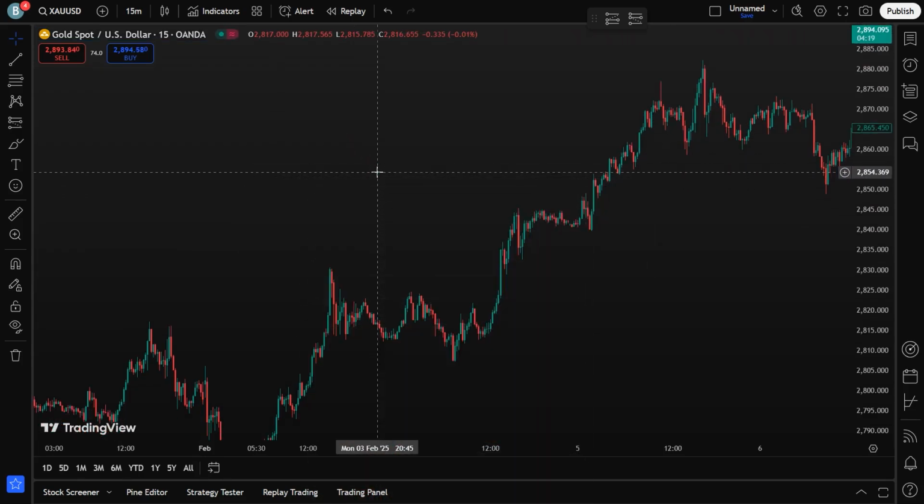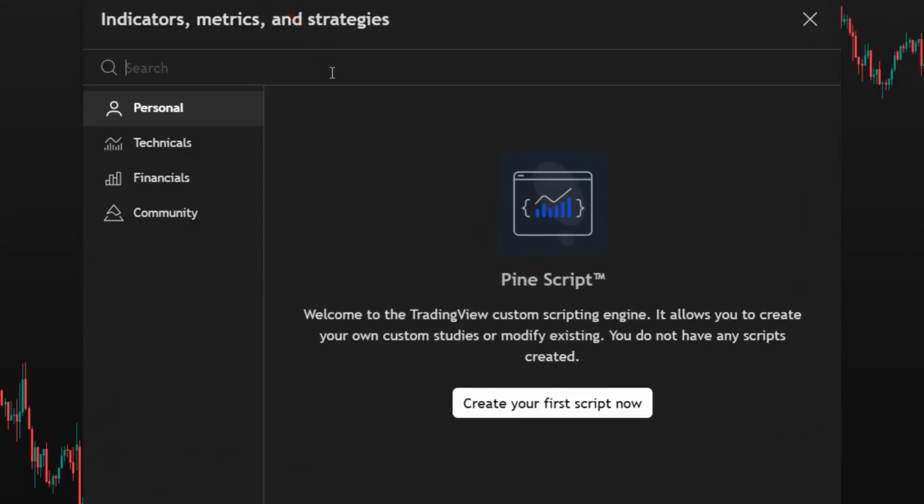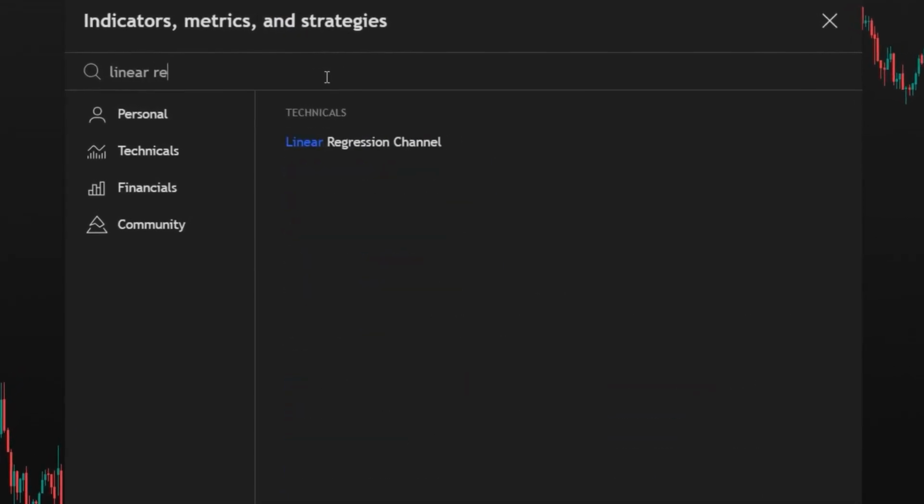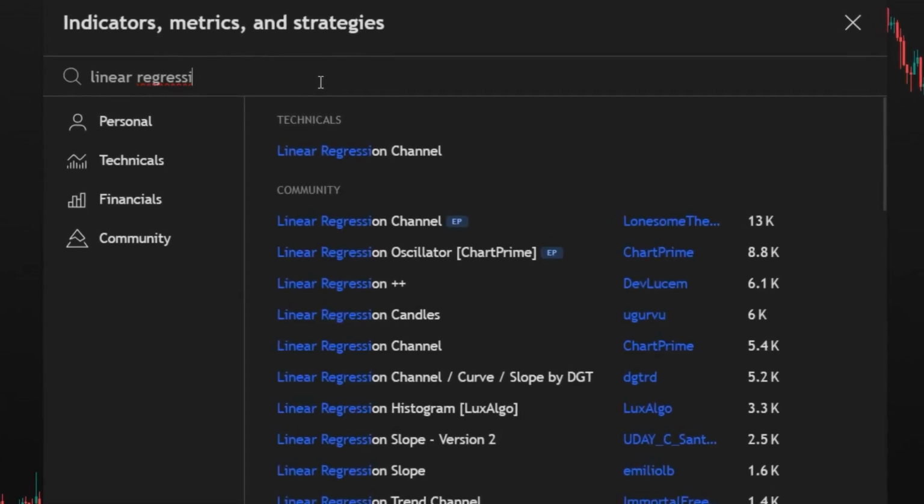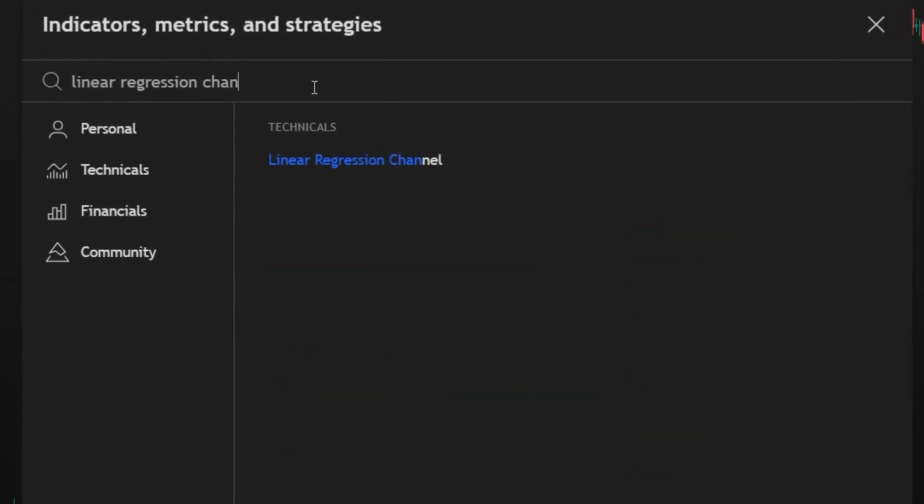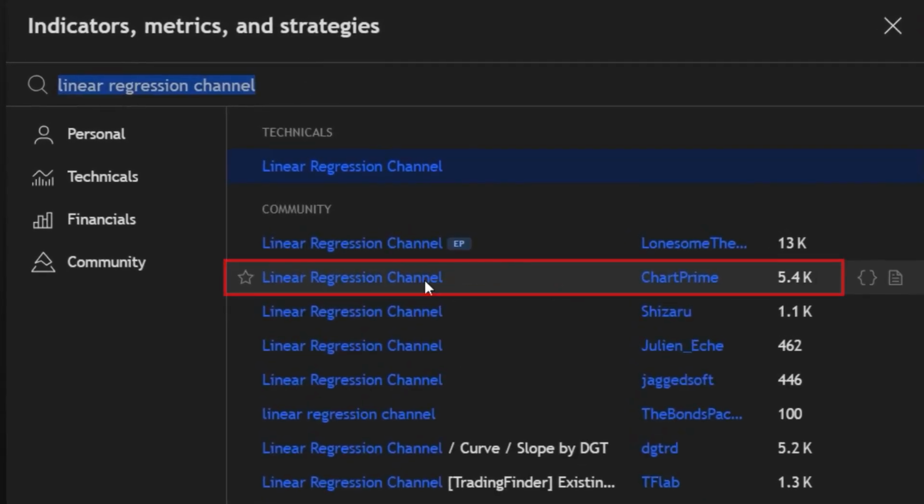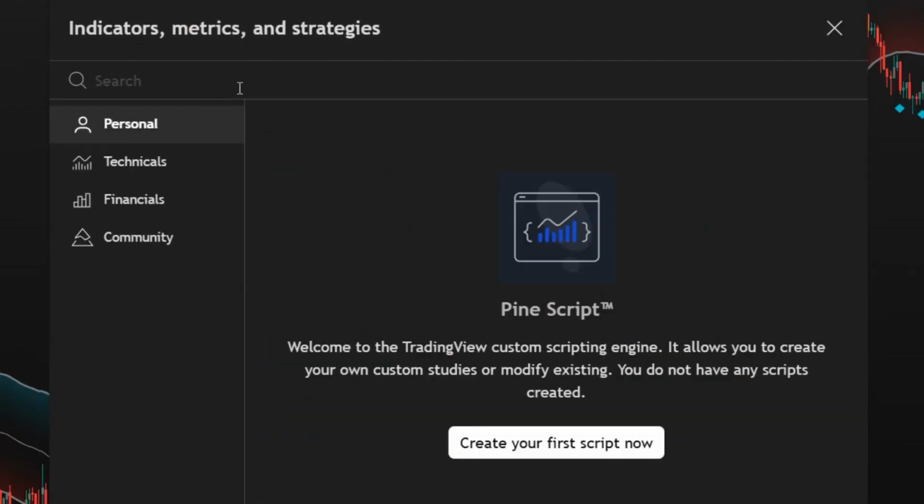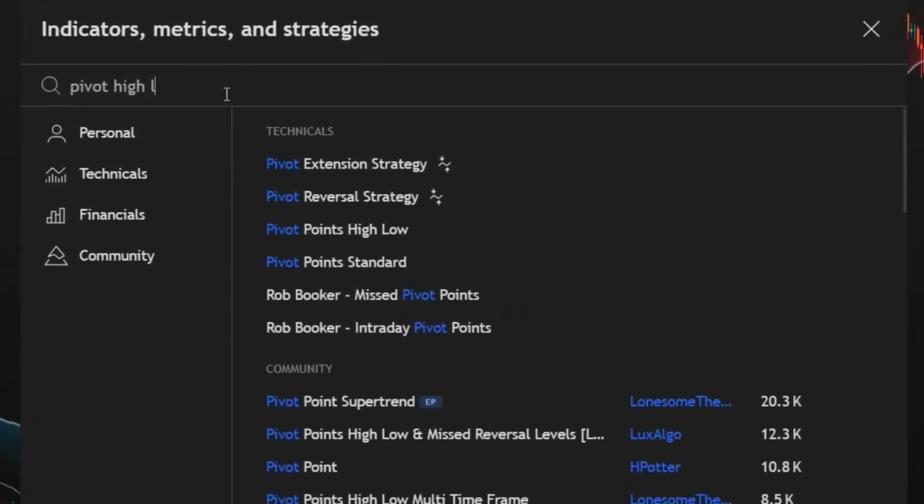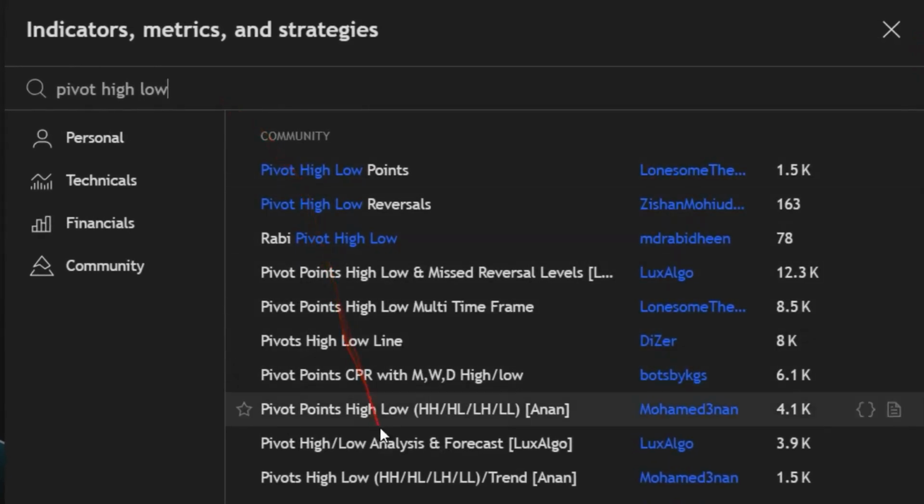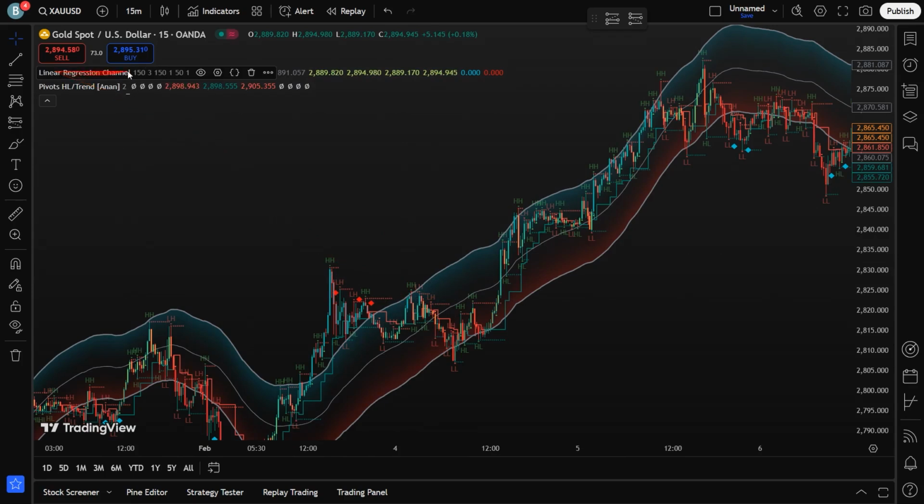So without further ado, go to the indicators section and add 2 indicators to your chart. First type linear regression channel, then add it to your chart. Now type again pivot high low. Select this indicator and add it to your chart. Now enter the settings for each of these indicators one by one and make some changes to them so you can get the best use out of this strategy.